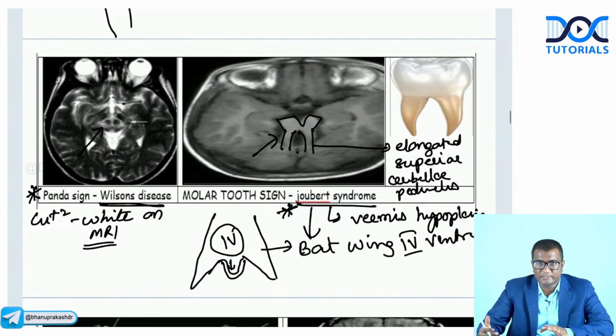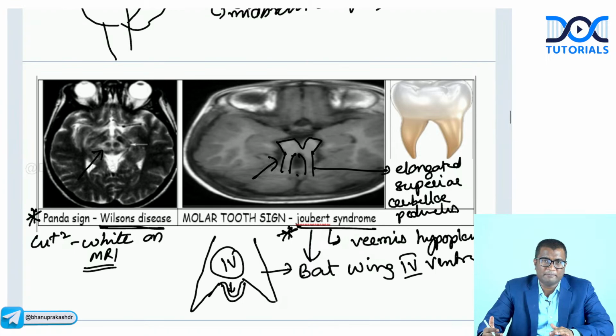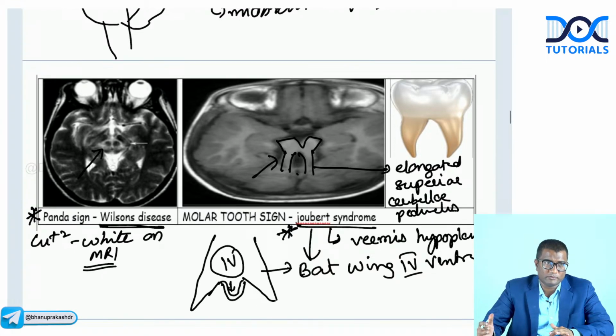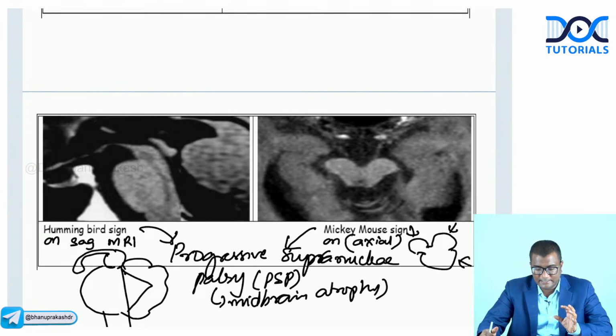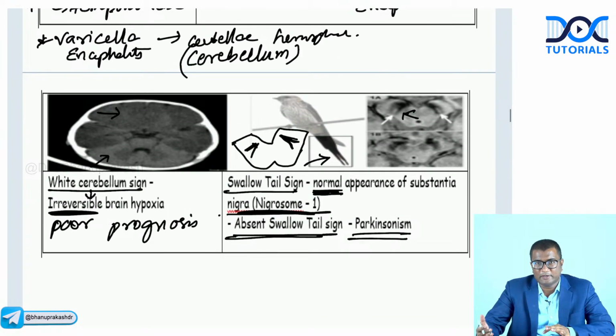Remember, molar tooth sign is Joubert syndrome, panda sign on MRI brain is Wilson's disease. Okay, copper deposition, Wilson's disease. And Mickey Mouse appearance and hummingbird appearance is a feature of progressive supranuclear palsy. And I hope swallowtail sign is the normal appearance. Absent swallowtail sign is a feature of Parkinsonism.